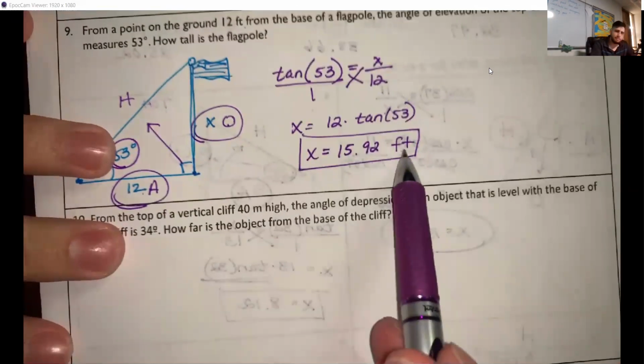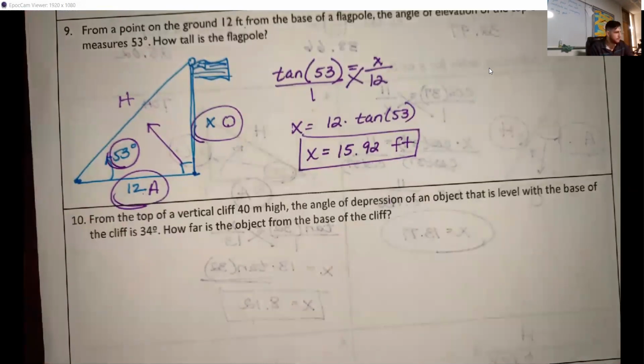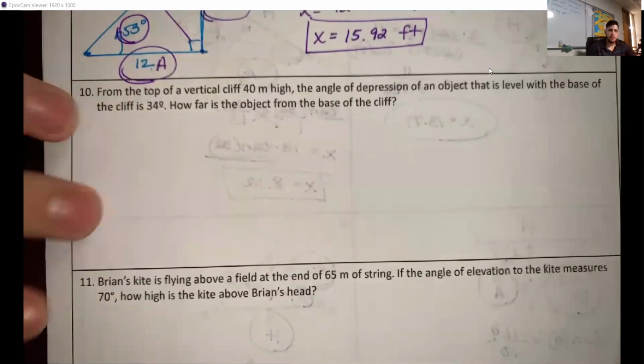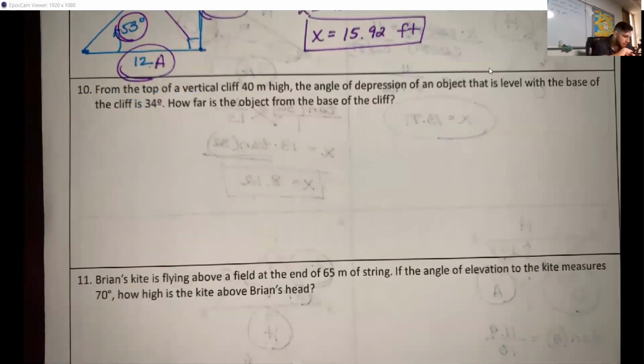We should get in the habit of putting units there, right? 15.92 what? Feathers? Feet. Anyways, so if we look at number 10, from the top of a vertical cliff 40 meters high, the angle of depression of an object that is level with the base of the cliff is 34 degrees. How far is the object from the base of the cliff?